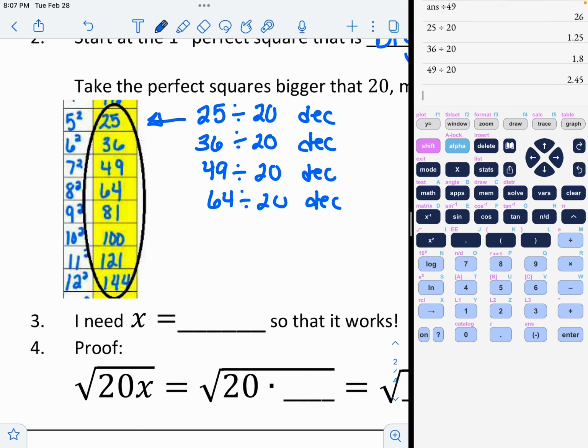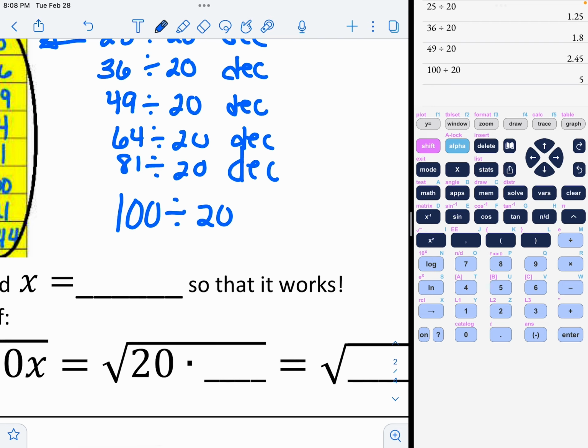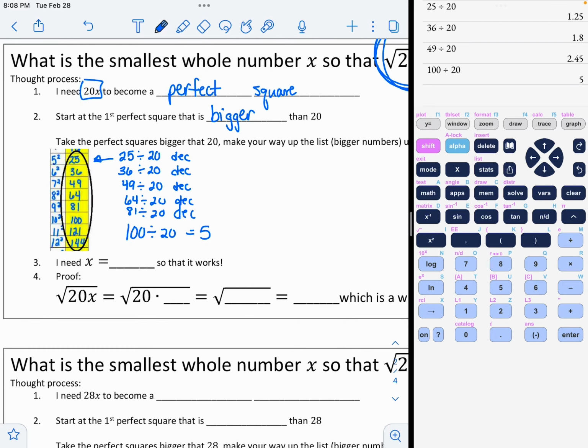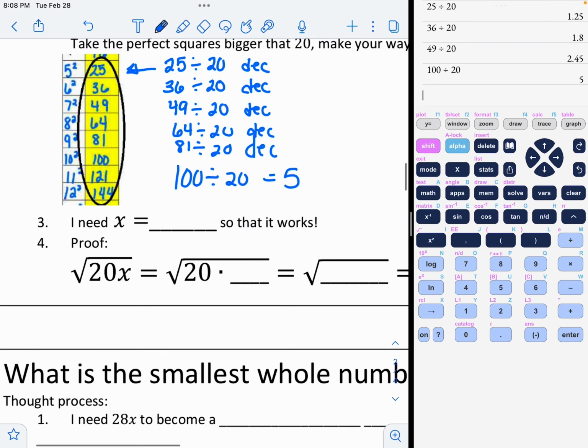The first one that works, so 81 would be next, and again you would get a decimal with 81. And then finally 100 happens. So 100 divides by 20, right? And I get an answer of 5. So what that means is I need X to be 5 so that it works.